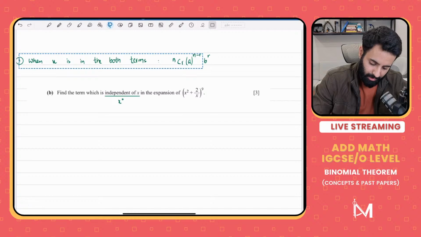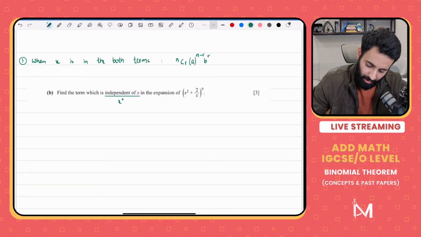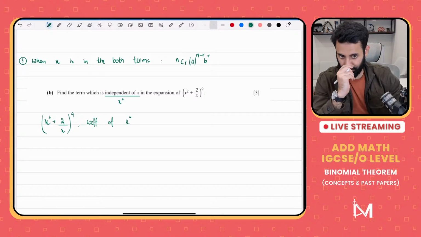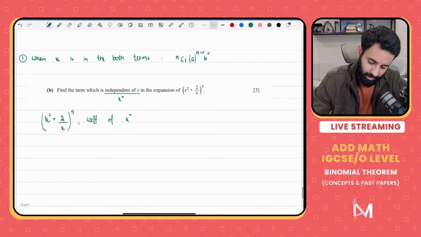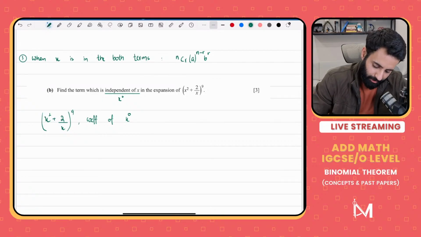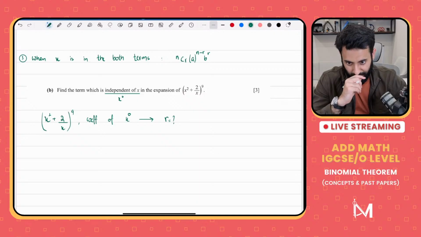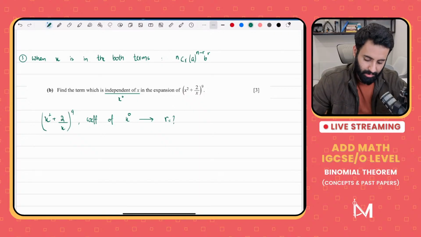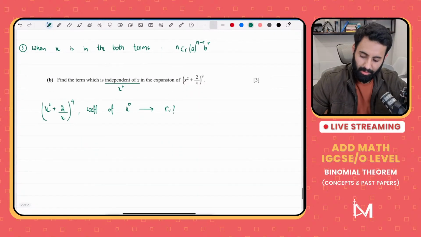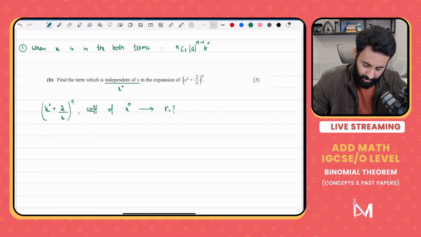So how do we use the formula? Pay attention. So we have x square plus 2 upon x to the power of 9, and we want the coefficient of x power 0. For that, we want the value of r. So we want the value of r that will give us the coefficient of x power 0. Yes, x power 0 basically means the constant. So the question could also say find the constant in so-and-so expansion.